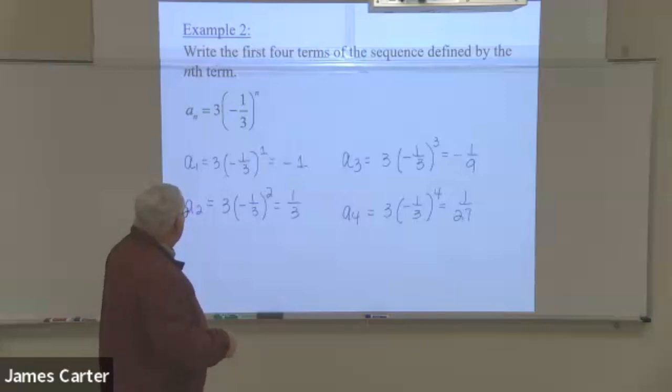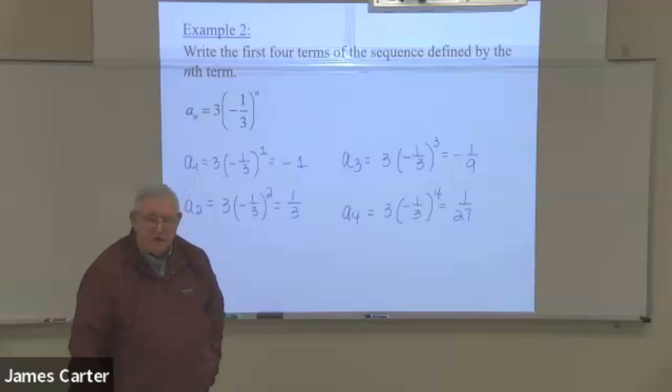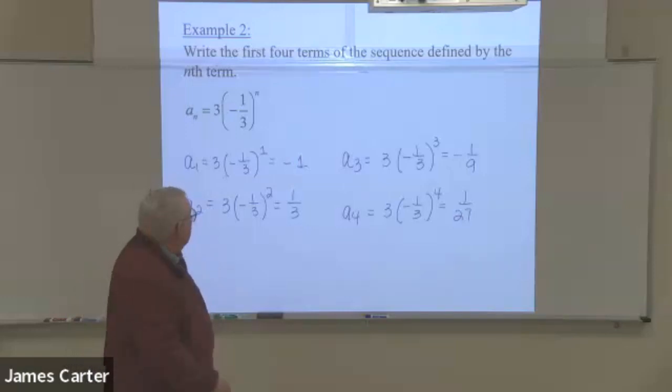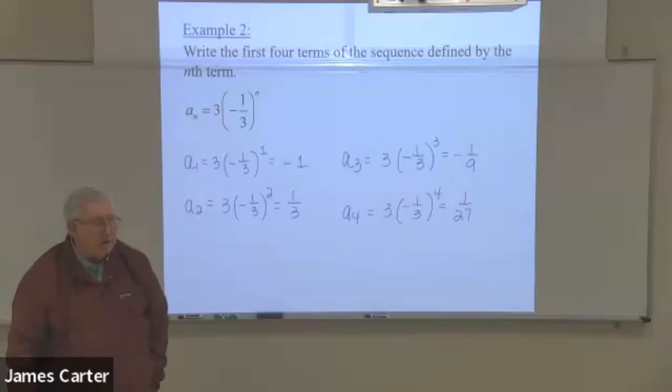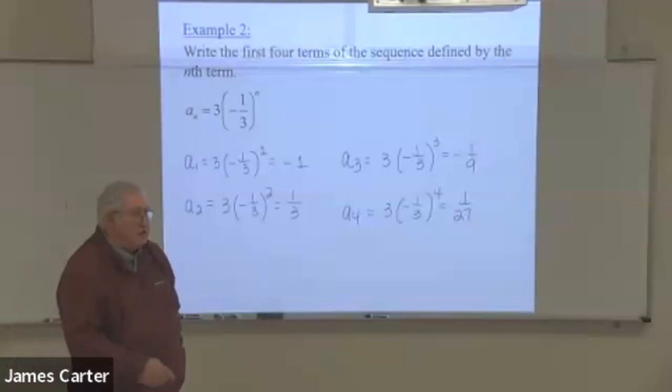Now then, negative, positive, negative, positive. This is an alternating sequence. Okay. Why is it an alternating sequence? Because of that negative in the rule. That negative to a power. And that's typically how you'll get an alternating sequence.